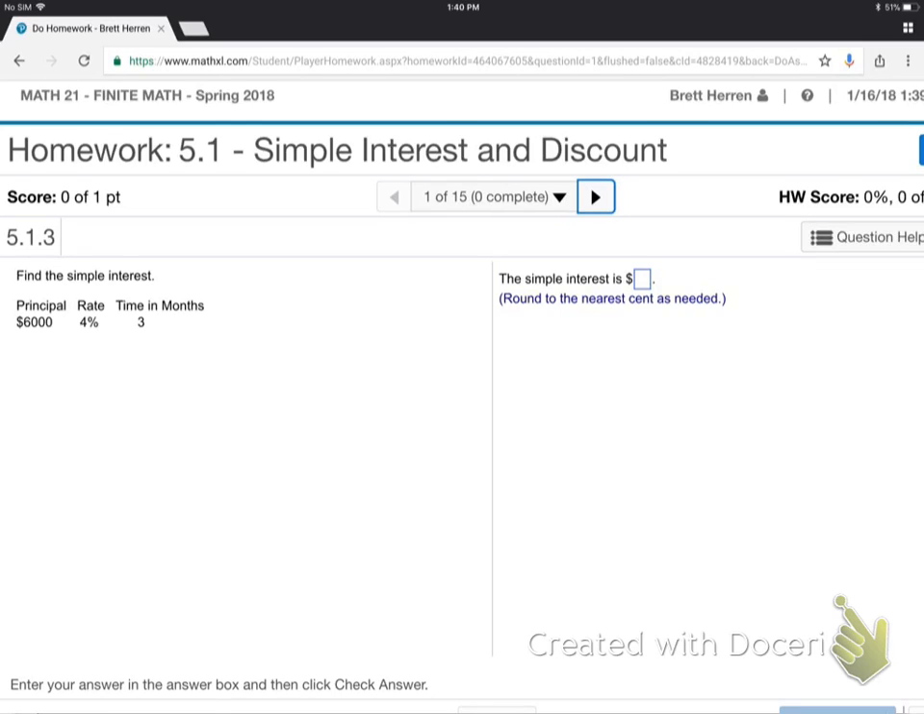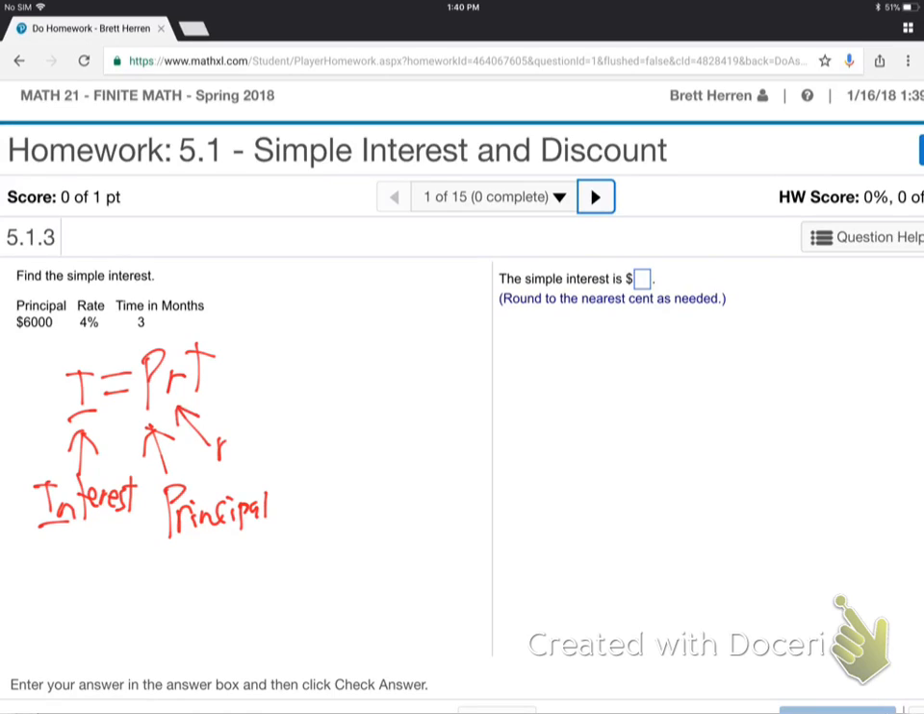For interest, you guys know this formula? I equals PRT, and that means interest equals, what's the P stand for? Principal times rate times time. And the time has got to be in years. That's probably the only tricky part. So, for example, if they say 3 months, 3 months is what part of a year? 3/12 of a year, isn't it? So you got to turn it into years. Time has got to be in years when you use this formula.